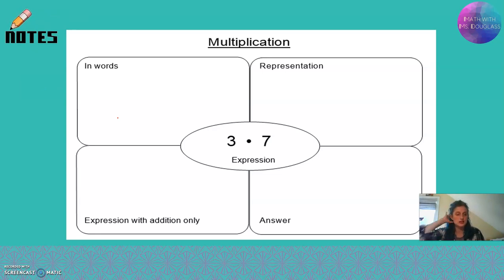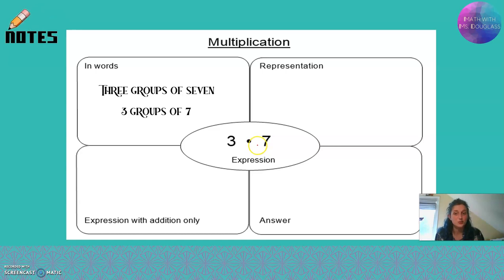All right, let's look at what we're doing today. We're going to be using these graphic organizers to talk about the expression that's in the middle. So here we have this 3, that dot that means times, 7. So instead of saying times, for these problems, we're going to say this really means 3 groups of 7. We're going to write that in words, 3 groups of 7. It's also fine if you write the numbers as numbers and write the words groups of 7.